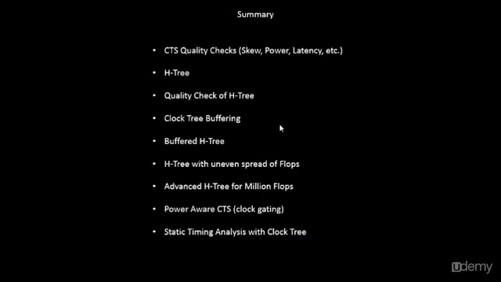So let's try to summarize what we have learned in this set of videos. We started with the clock tree quality checks. We identified certain parameters and said that those will be the quality check parameters of the clock tree that we are building. Whatever we build, there should be some way to quantify it. This set of checks was one way to quantify the clock tree that we have built. There were skew, power, latency, crosstalk, and pulse width and duty cycle.